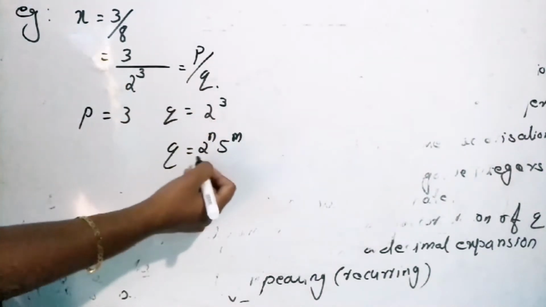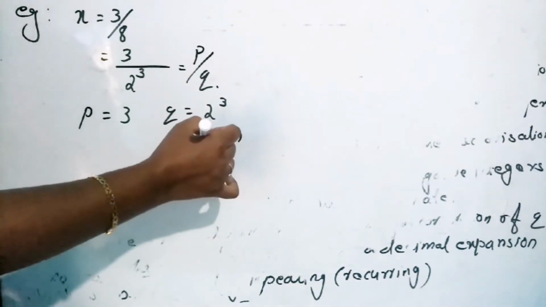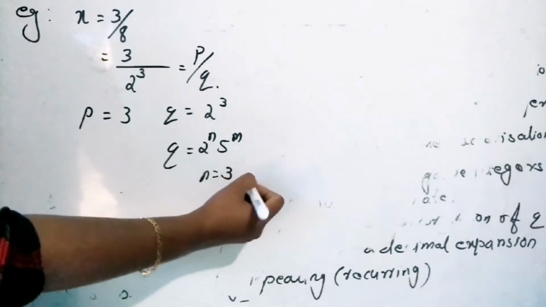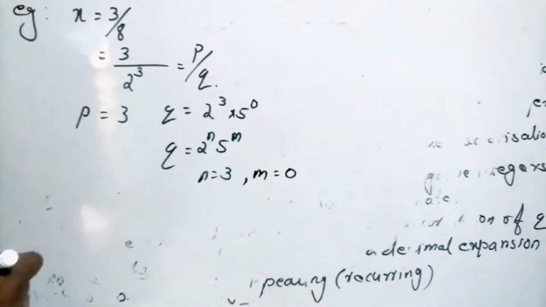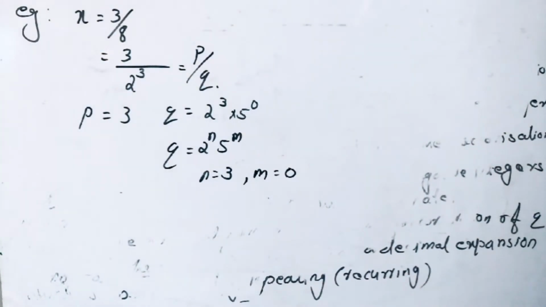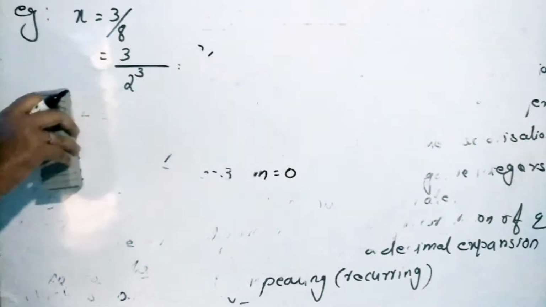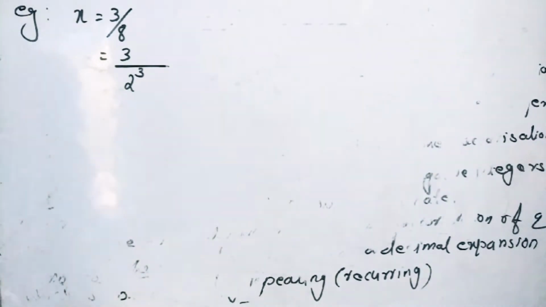Okay. Now if you want to find out the values of n and m, here n is equal to 3, because n is the power of 2, that is 3, and m is equal to 0 because we can write this as 5 raised to 0. 5 raised to 0 is 1. So m is equal to 0. So by using our theorem, we concluded that corresponding to this x equal to 3 by 2 cube, we have a decimal expansion which terminates. Now we need to find out that decimal expansion.